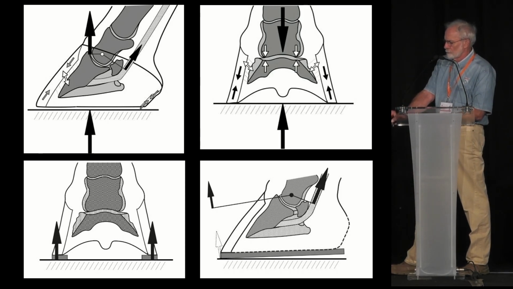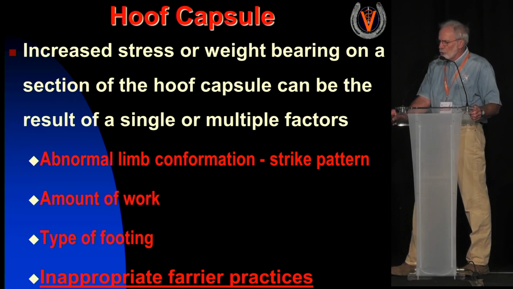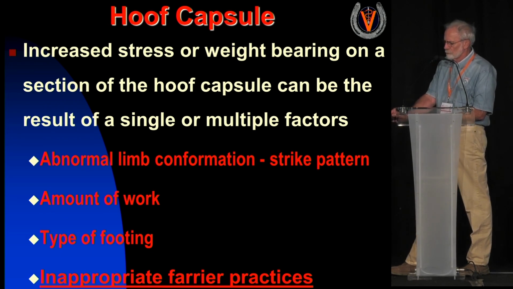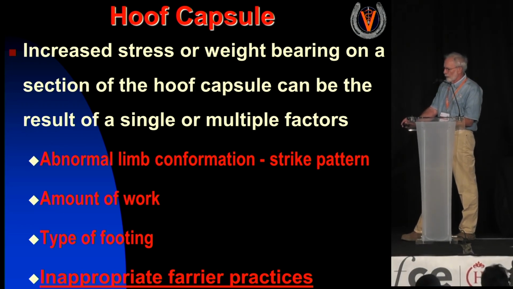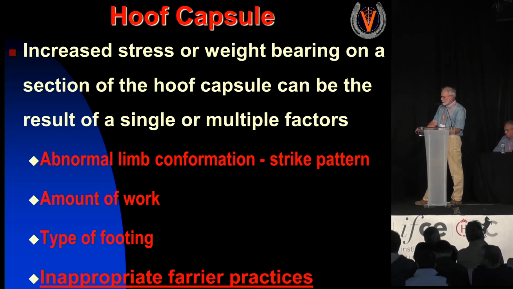So any change in one of these forces, and we see different examples here, will change the load on the horse's foot. So the hoof capsule will change shape according to abnormal limb conformation, how the horse puts his foot on the ground. And again, the amount and type of work he does.